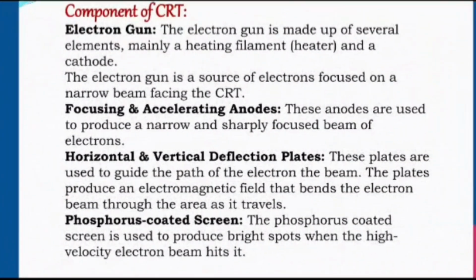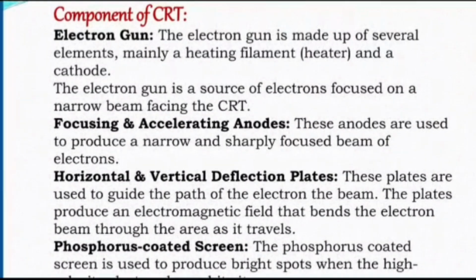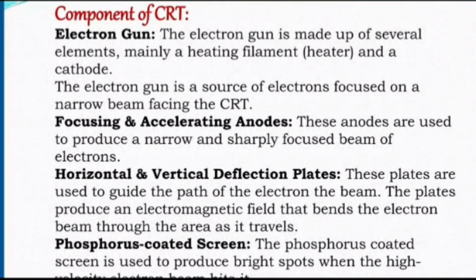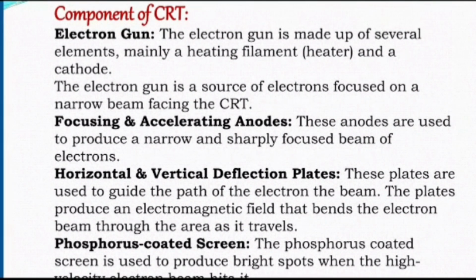So the components are given, just as you have seen in the diagram itself. The electron gun is made up of several elements, mainly the heating filament and heater, the cathode. The electron gun is a source of electrons, because when it is heated up, it creates the electrons, and that is focused into a narrow beam. Next we have the anodes, focusing and accelerating anodes. As we know, these anodes are used to attract the electrons. So these produce a sharp narrow beam of electrons.